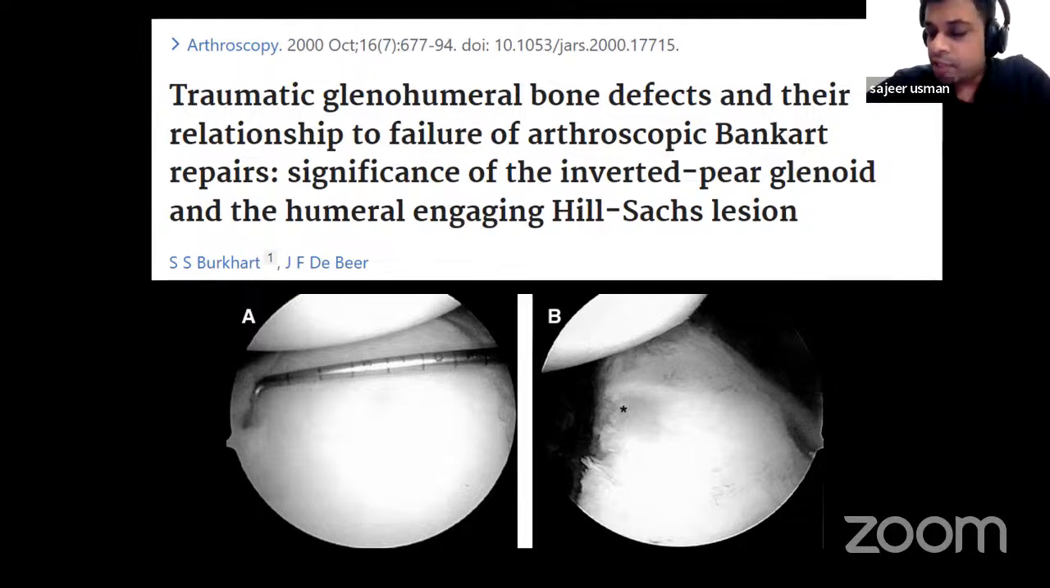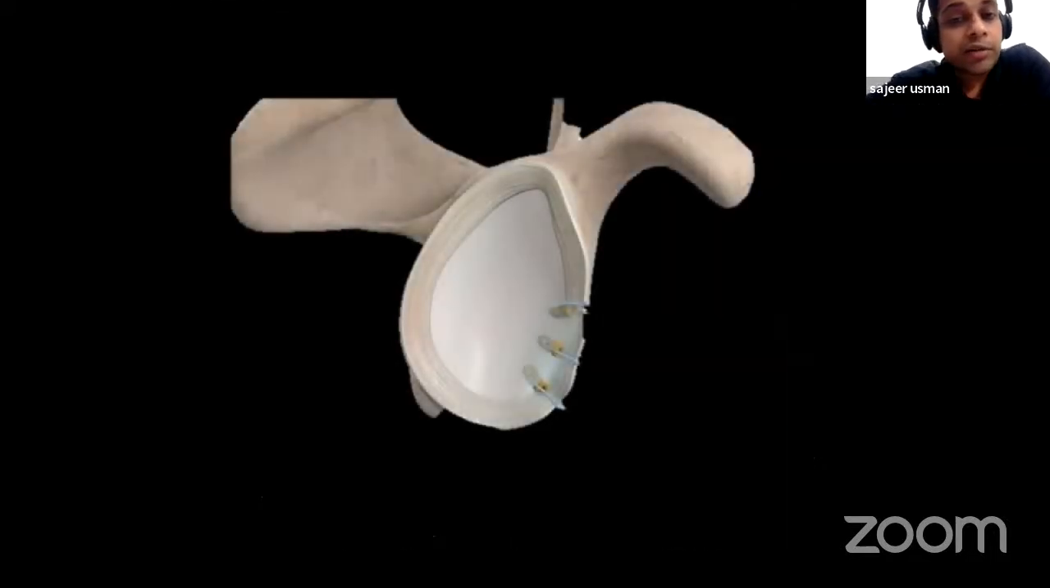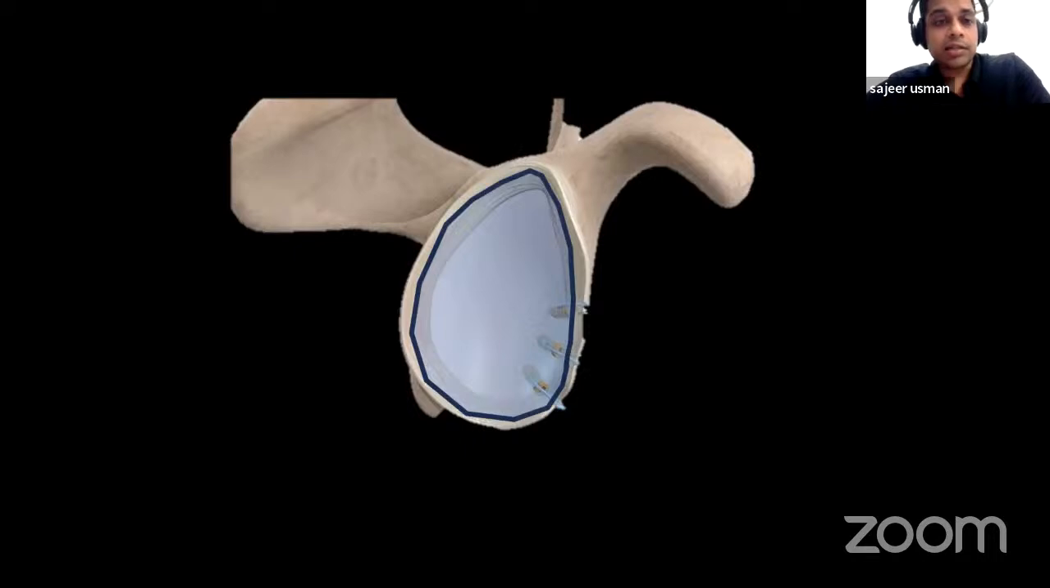Okay, so Stephen Burkhart and Jody De Beer asked the question, why do the soft tissue procedures fail? And they came up with this article together as a collaborative effort which was published in Arthroscopy. And the primary reason that they pointed out is the inverted pear-shaped glenoid, which essentially means the anterior inferior glenoid is deficient. And like Aditya had pointed out, the glenoid should be pear-shaped. But when the inferior portion of the glenoid is deficient, it is what's called an inverted pear-shaped glenoid. And this is what they pointed out in the article 25 years back. And if we have to assess this in our cases, we have to understand that this is the face of the glenoid.